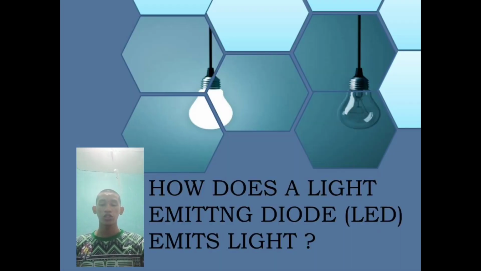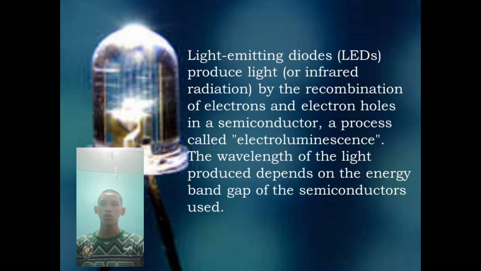The second question that we are going to answer in this video is, how does an LED produce light, or how does a light emitting diode emit light? A light emitting diode, or LED, produces light, or we should say infrared radiation, by a combination of electrons and electron holes in a semiconductor, a process called electroluminescence. The wavelength of the light produced depends on the energy band gap of the semiconductors used.